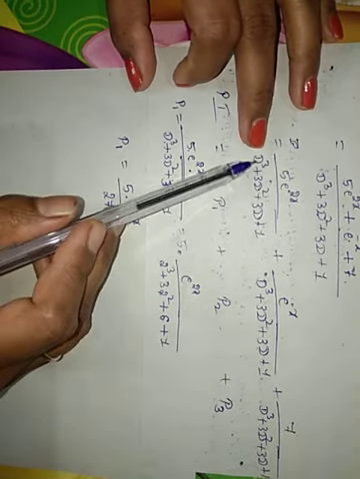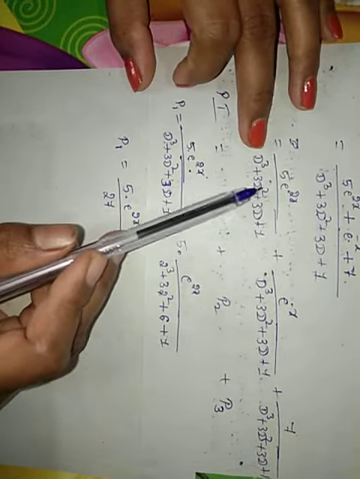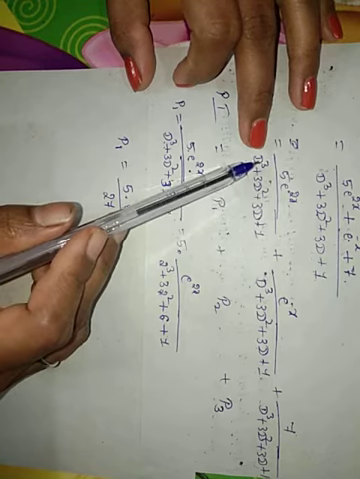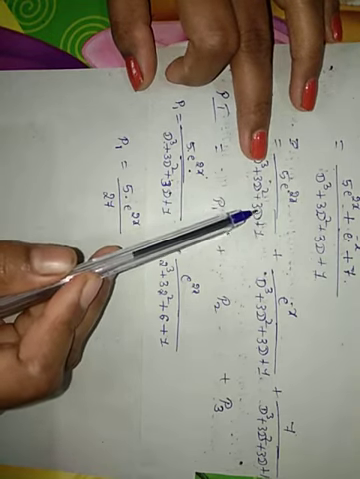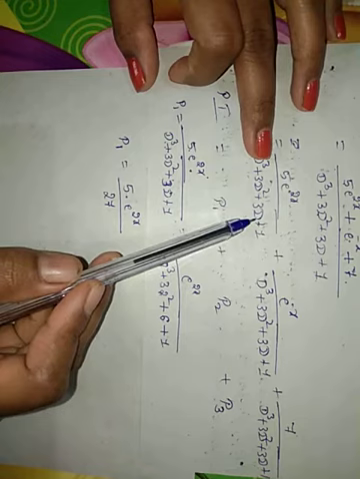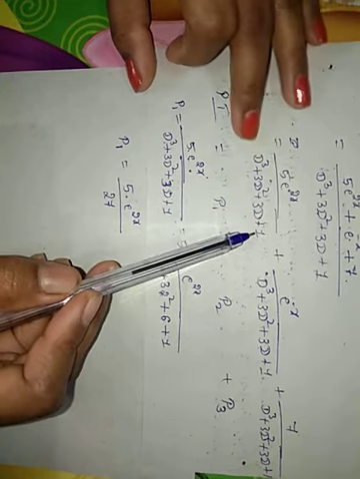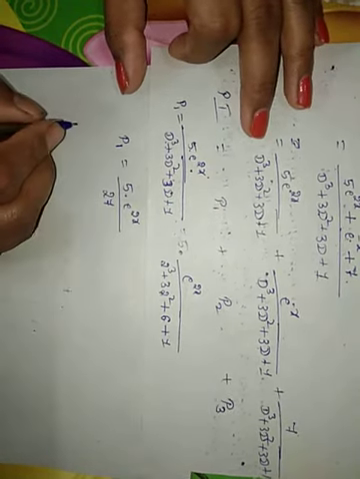Replace D by 2. 2 cube is 8. 2 square is 4. 4 into 3, 12. 12 plus 8 is 20. 3 into 2, 6. 20 plus 6, 26. Plus 1, 27. Next, come to P2.